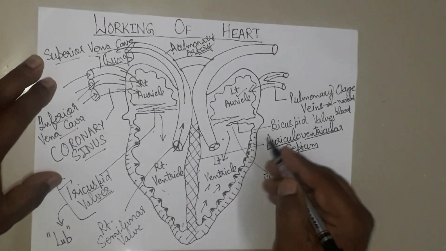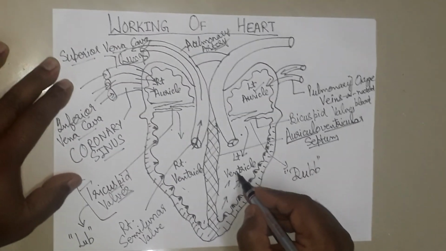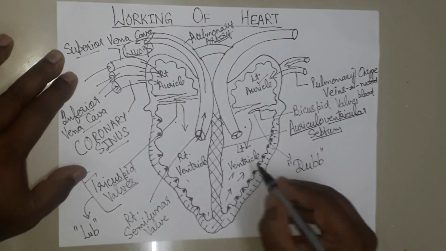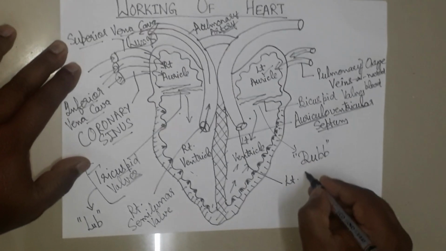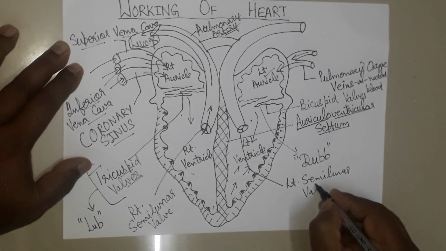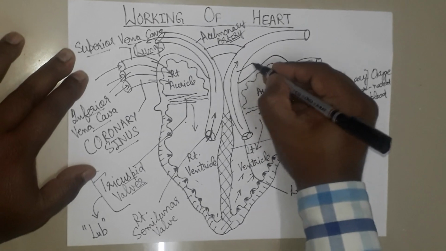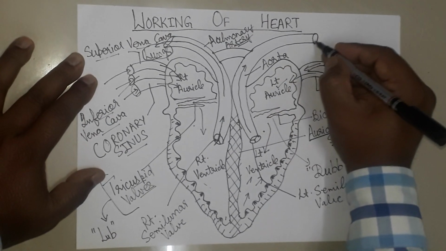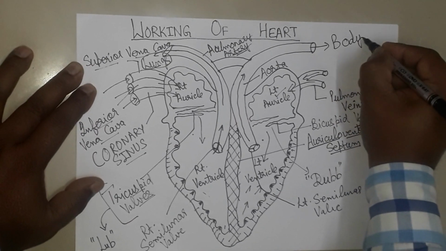Clear? So finally, when it is closed, the blood is again under pressure in this left ventricle, and these valves, known as the left semilunar valve, open, and blood goes into this artery known as aorta, the largest artery in our body, and is supplied to the body parts.